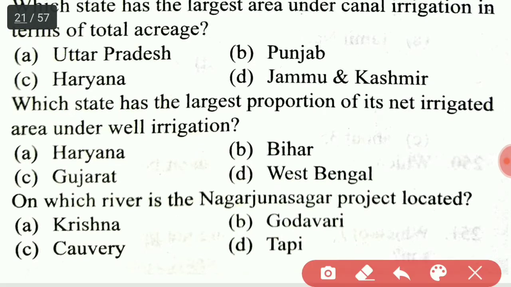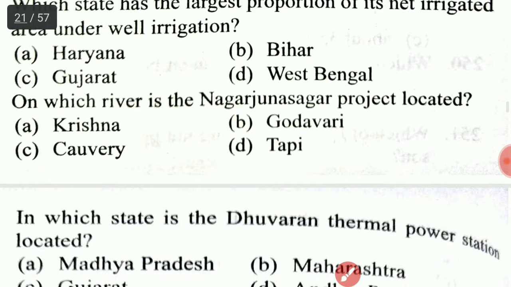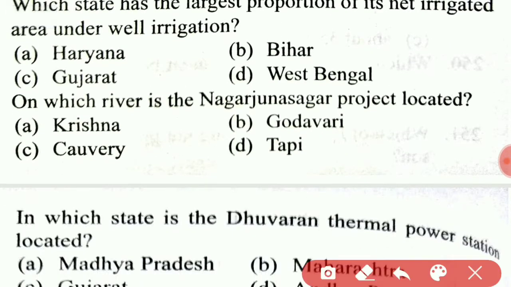Next, which state has the largest proportion of its net irrigated area under well irrigation? That is option C, Gujarat. Next, on which river is the Nagarjun Sagar project located? Very important question. Nagarjun Sagar project is located on the river Krishna.